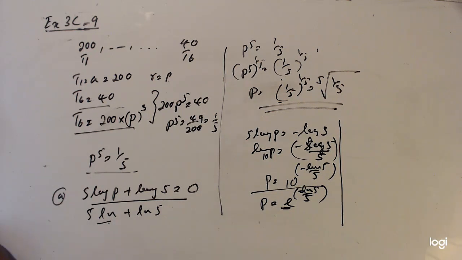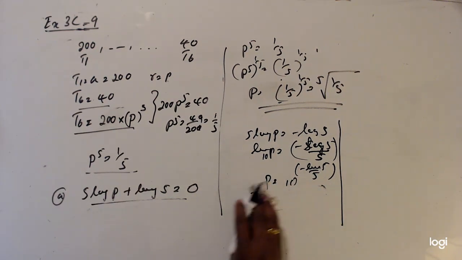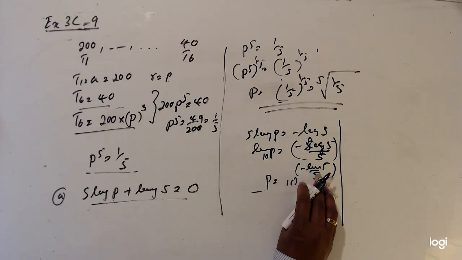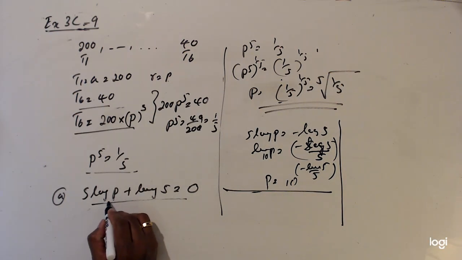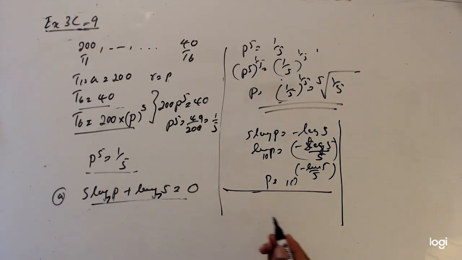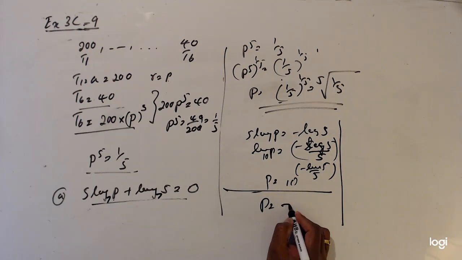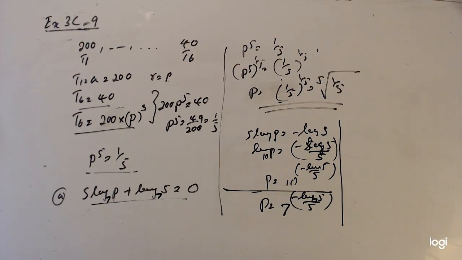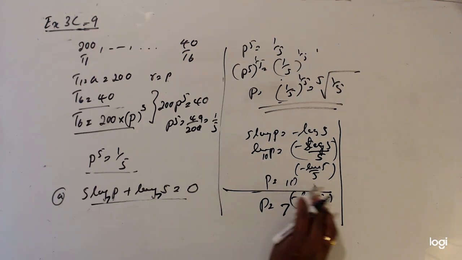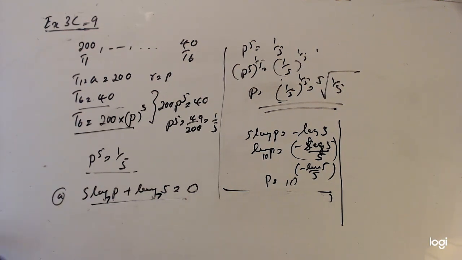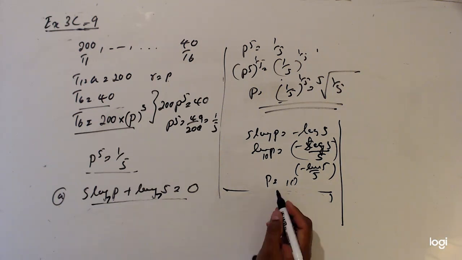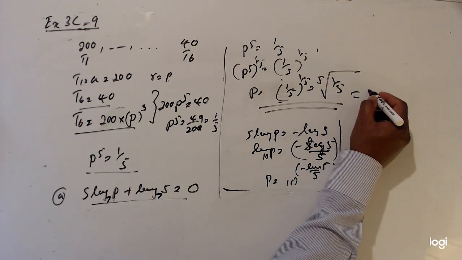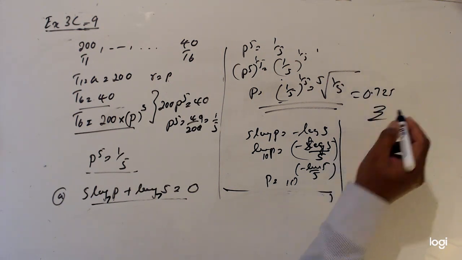If we work with a different base, let's say 7, then this answer has to be 7 to the power minus log base 7 of 5 over 5. So all give the same answers. So you may get around 0.725.